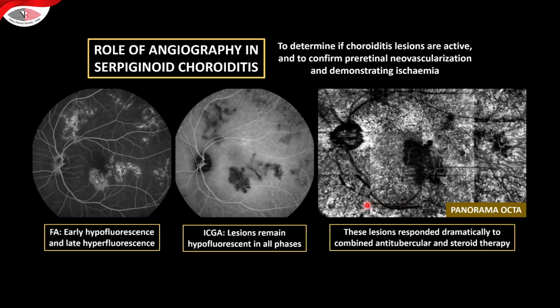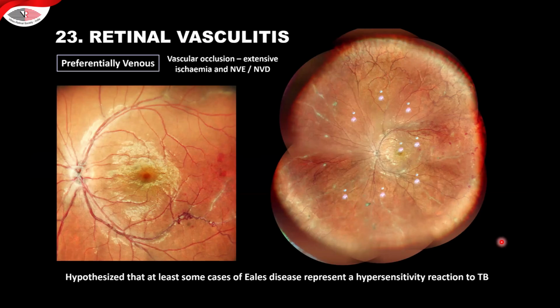So to determine if the choroiditis is active and to confirm pre-retinal neovascularization and demonstrate any ischemia, we see early hypofluorescence and late hyper on the FA, and the lesions remain hypofluorescent or hypocyanescent in ICG. Also, when you do an OCTA, you may see similar changes to ICG. You'll see these dark patches on the OCTA in the area which is affected, exactly similar to what you see on the ICG. These lesions respond dramatically to combined antitubercular and steroid treatments.